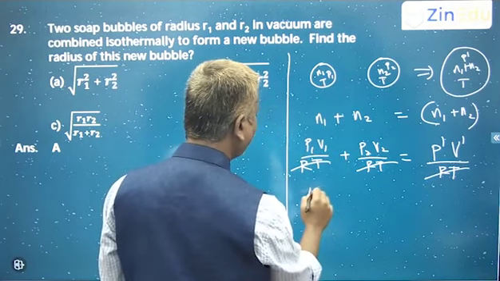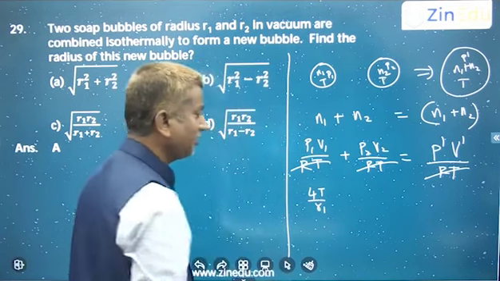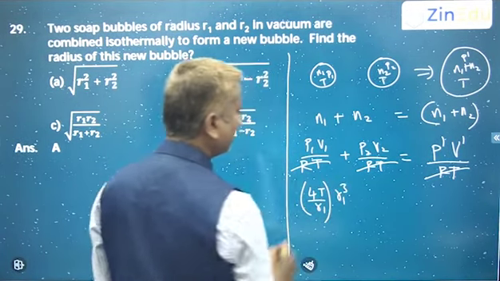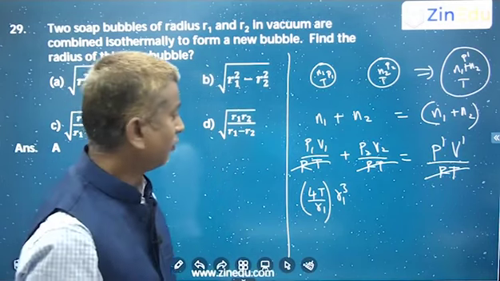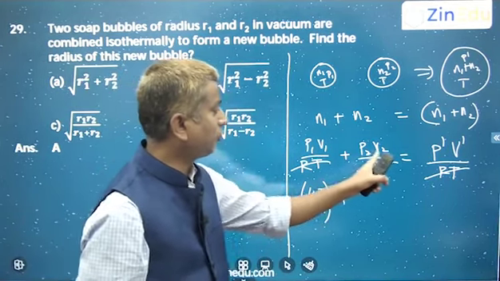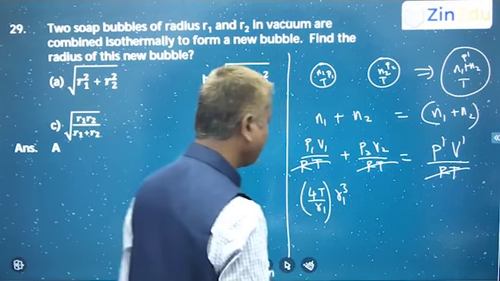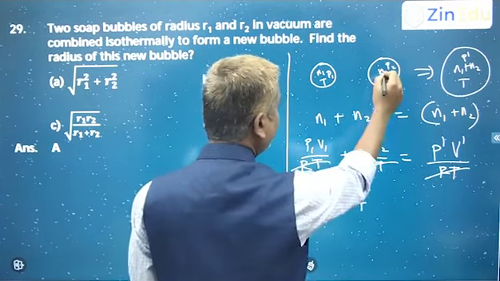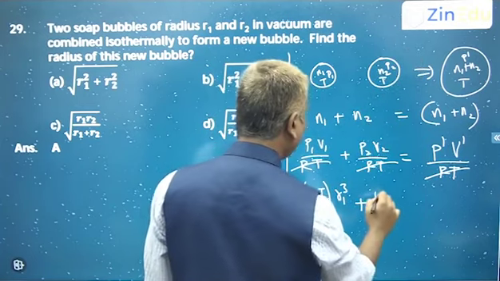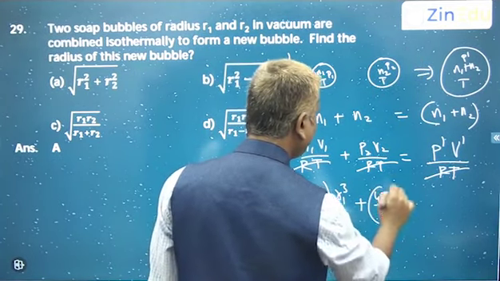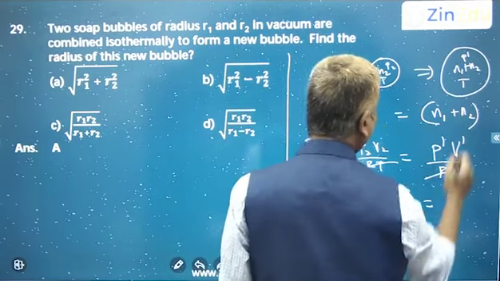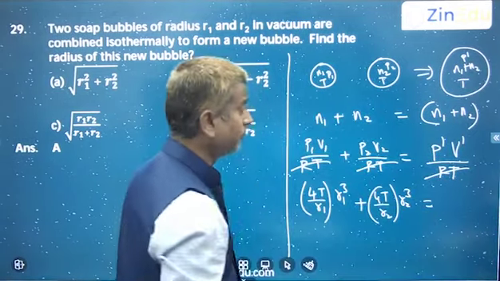So can I write 4T by R1, where R1 is the radius, into volume? R1 cube, I can write 4 by 3 pi R cube, 4 by 3 pi anyway gets cancelled. I'll simply put R1 cube plus P2, inside pressure is equal to outside pressure plus 4T by R2 into R2 cube is equal to, and here inside pressure is equal to outside pressure, which is 0 because vacuum again.